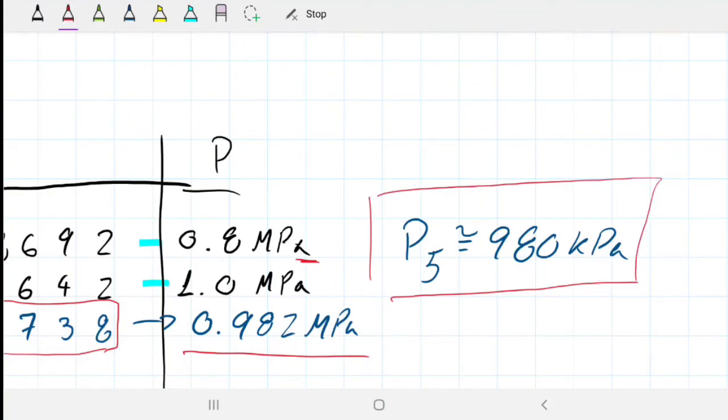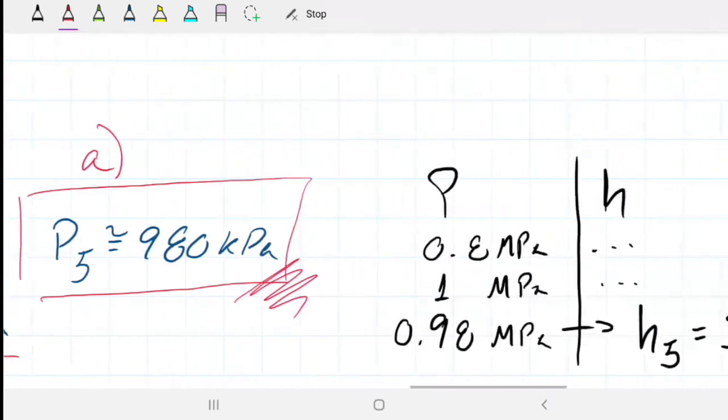And this is precisely what I need to be able to solve for state 4, right? Because I know these pressures are going to be the same. This is also what part A is asking us, right? What is the pressure at which reheat takes place? Reheat is from 4 to 5, so that's going to be 980.